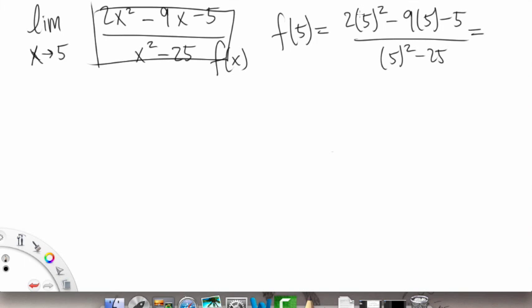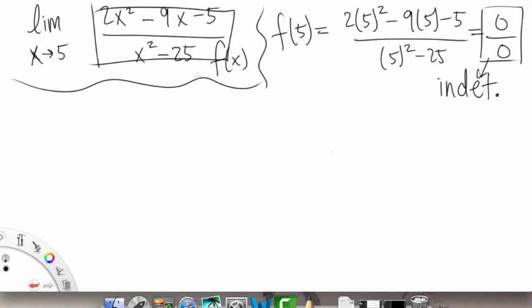And this will actually turn out to be, 2 times 5 squared, 2 times 25 is 50, minus 45 minus 5, that's a 0, over 25 minus 25, which is also a 0. So this here is our indeterminate form, okay? So I'll just write indeterminate. So what we have to do is play around with this, apply some algebra, and get f of x in a different form so that it is continuous at 5, okay? So let's see what we can do.